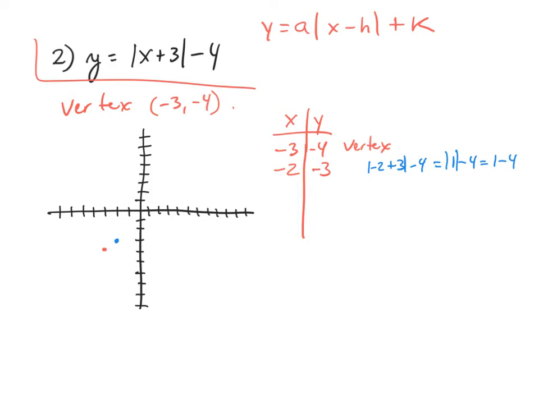If I go one on the other side, -4, I should end up with the same value. -4 plus 3 minus 4, which is absolute value of -1 minus 4, or 1 minus 4, which again is -3.